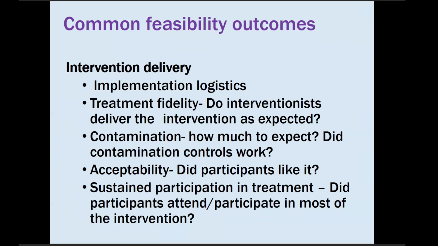You can assess treatment fidelity. So do interventionists deliver the intervention as expected? And it's always better to find out that there is a problem with treatment fidelity in a pilot study than in a large efficacy trial. For contamination, how much contamination should we expect? Did the contamination controls work? Is there something else we need to do in order to assess how much contamination is happening, or proactively reduce potential for contamination?